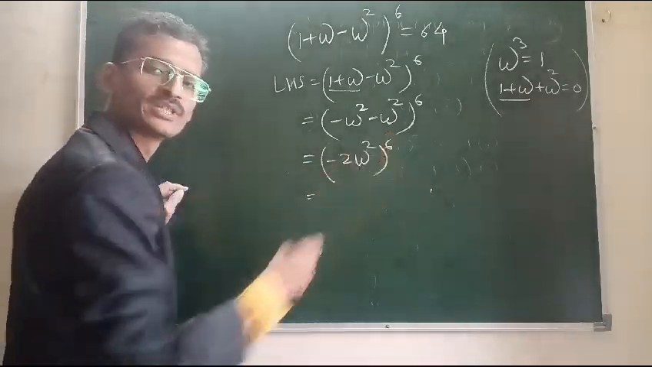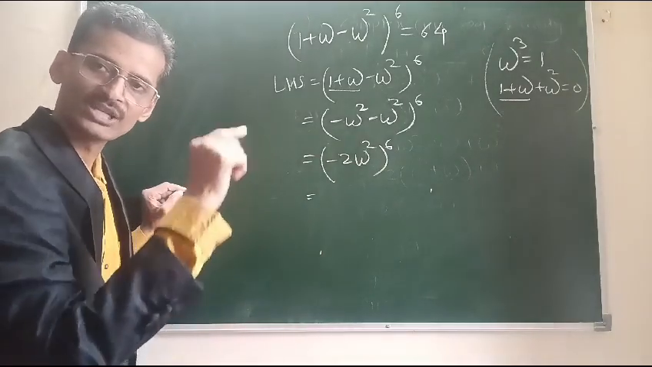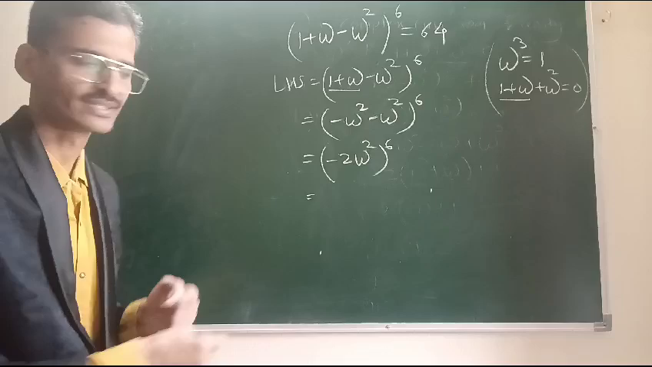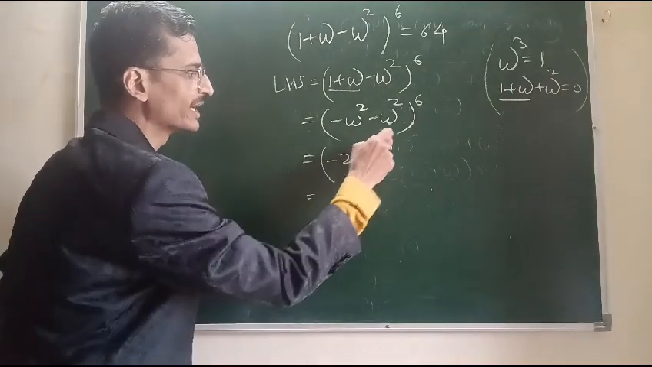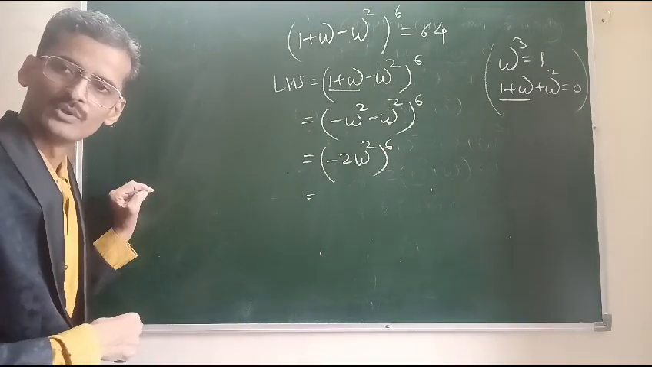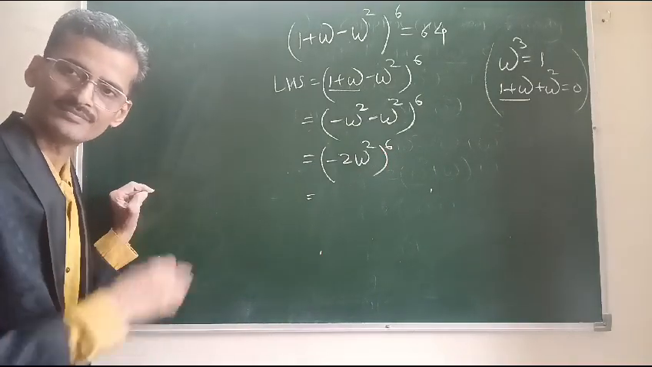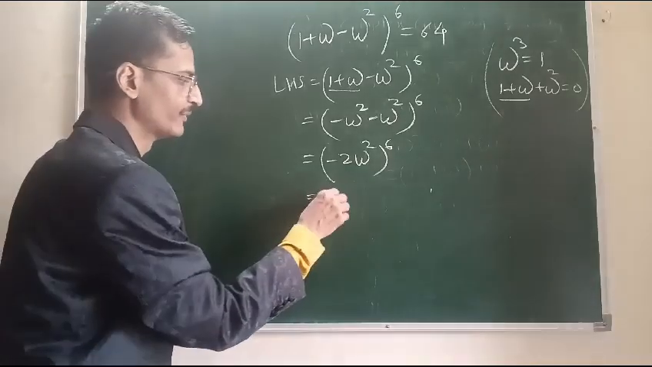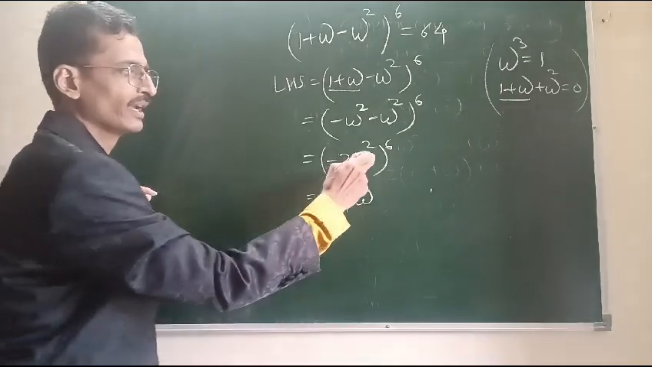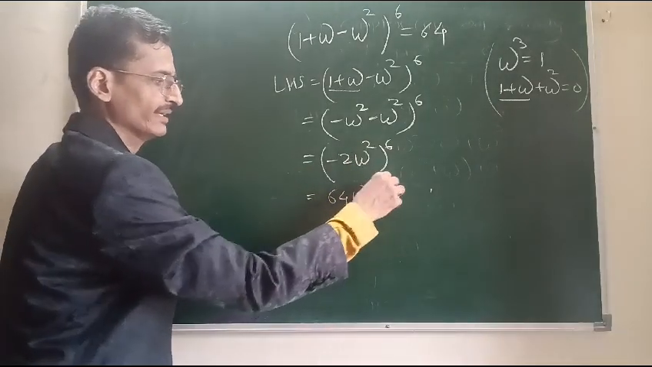Now minus raised to 6 is what? Plus. Minus raised to an even number becomes plus, because minus into minus is plus. So this will become plus 2 raised to 6. 2 into 2 into 2, right? 6 times. 2 into 2 into 2 is 8. So again into 8, that is 64. And omega raised to 2 into 6, 12.